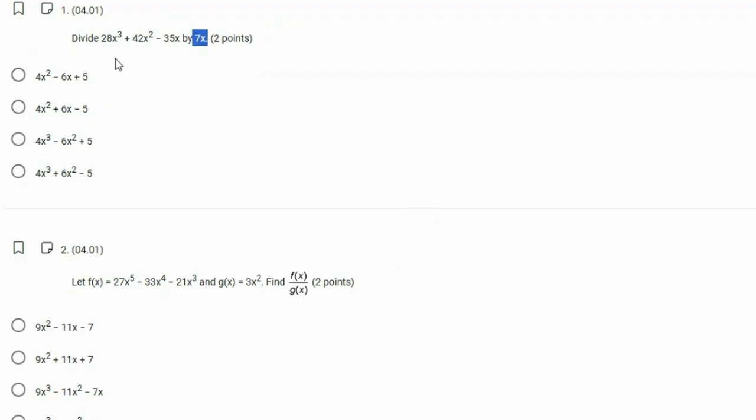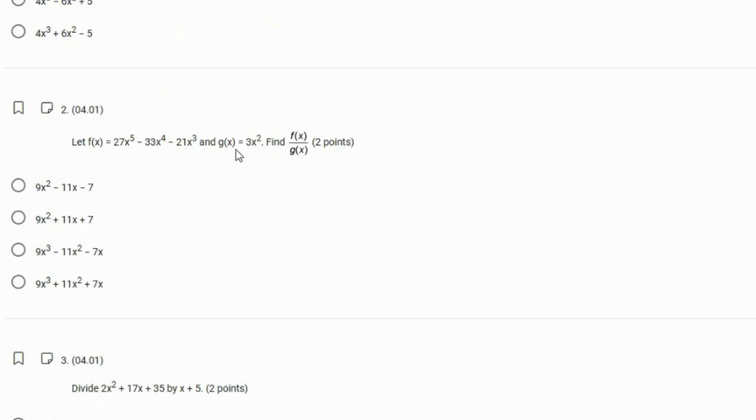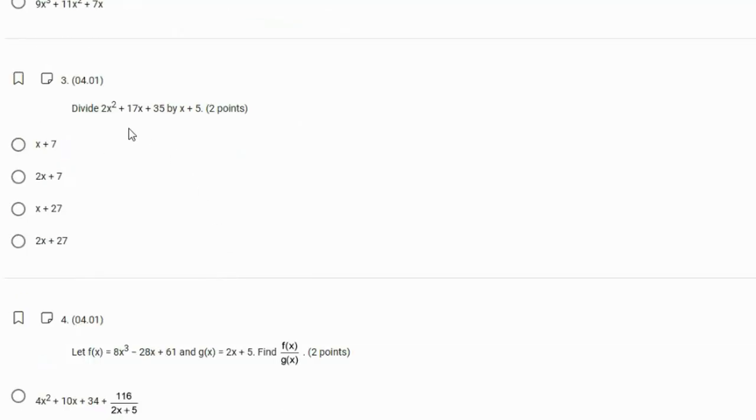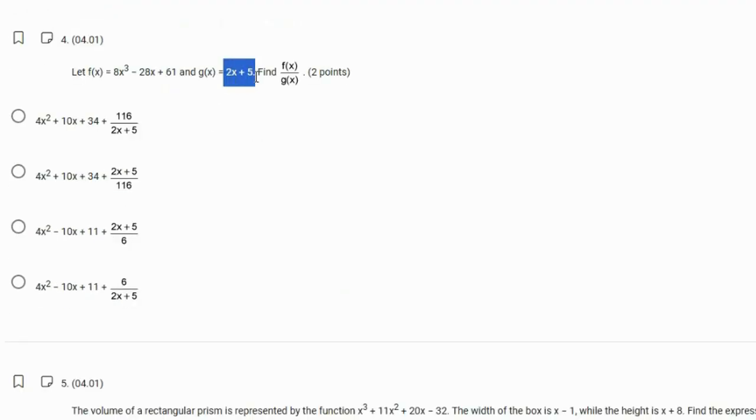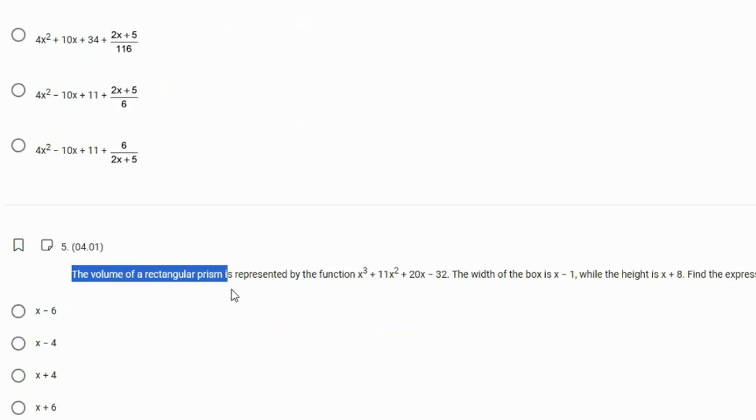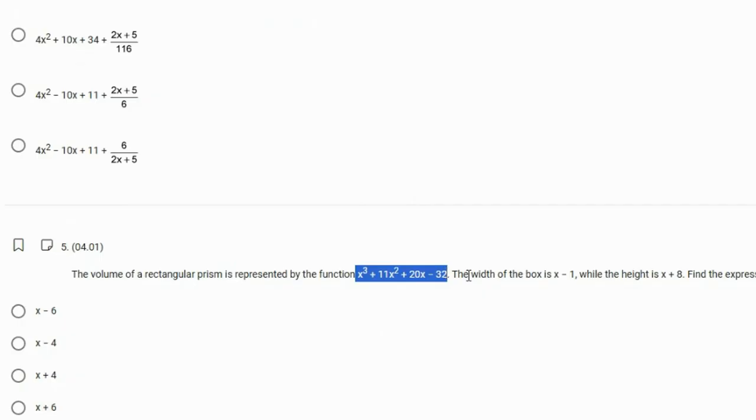Divide by 7x. Which one of those is it? F of x divided by g of x. So you're dividing by 3x squared. All right. Divide by x plus 5. Divide by 2x plus 5. And here's one of those volume problems. This is the volume. Here's the width. Here's the height. Find the length. Again, you can multiply these two together and then divide those into this, or you can divide this into that, and then whatever the quotient is, you divide that by x plus 8. Either way, you should be able to get the answer.